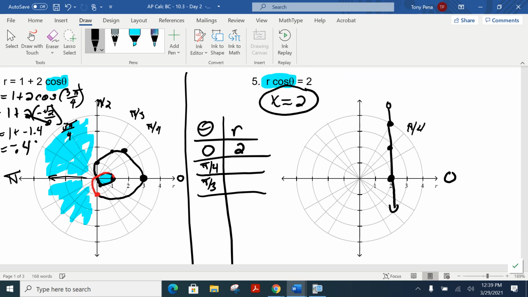There would be some discontinuities. Like if I did one more, if I go to pi over 2, you're going to have a problem. It would be undefined. But it's lining up just like it should because r cosine of theta is x equals 2. Okay, that's what we were talking about when we left before break.